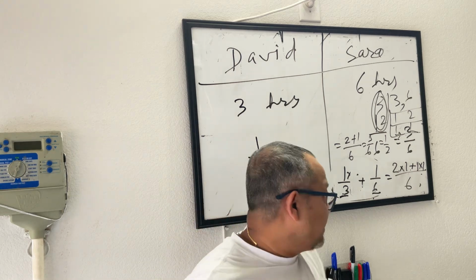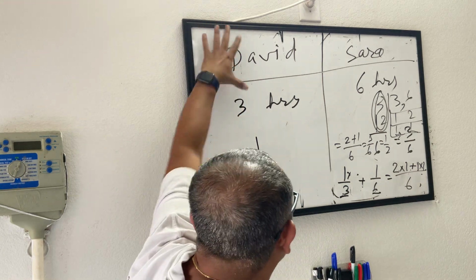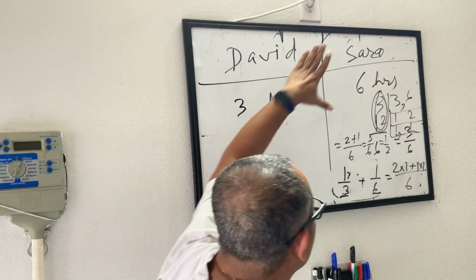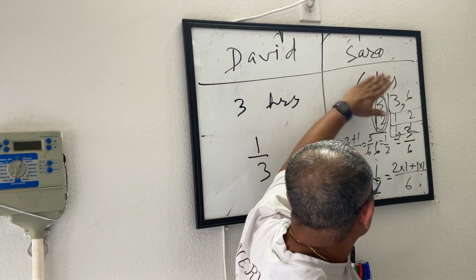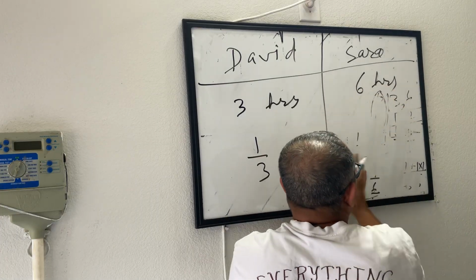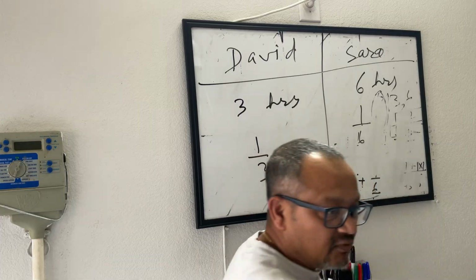So, everybody, coming back to this one. David can finish the work in 3 hours. So, in 1 hour, he can finish 1/3 of the work. Sarah takes 6 hours to finish the work. So, she can finish 1/6 of the work in 1 hour.